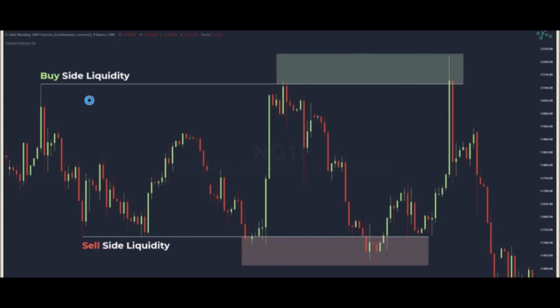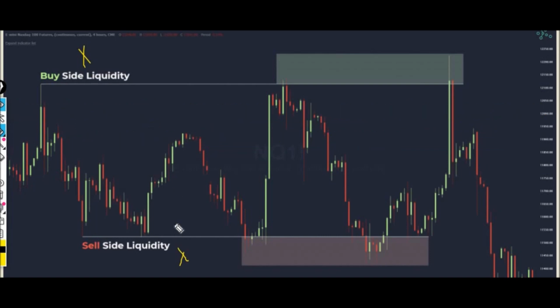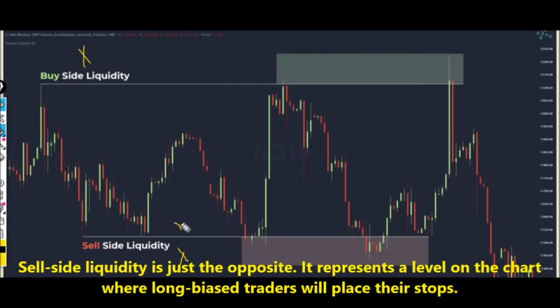So I know most of you may ask yourself, why do we have the buy side liquidity on resistance and why do we have the sell side liquidity on support, okay? And this is where most people go wrong. So let me help you understand why we have this buy side liquidity on this level and sell side liquidity. I will start with the buy side liquidity. The buy side liquidity represents a level on the chart where short sellers will have their stops positioned. Sell side liquidity is just the opposite of what we have seen on the buy side liquidity. The sell side liquidity represents a level on the chart where long bias traders will place their stops.